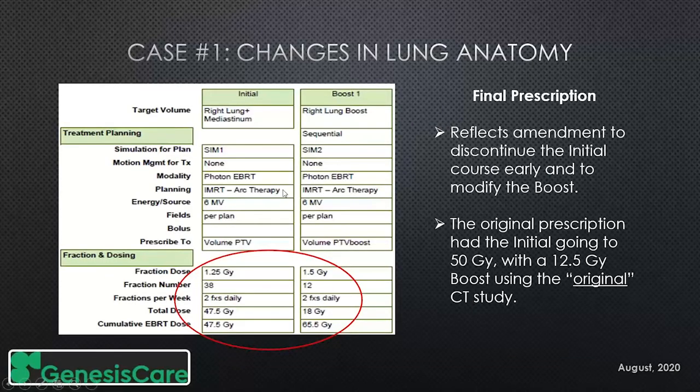This is a simple screen capture of the final prescription. The original prescription was BID to 1.25 gray per fraction for 38 fractions, so a total of 47.5 gray. This prescription amendment reflects the discontinuation of the initial course early and to modify the existing boost. The original prescription had the initial going to 50 gray with a 12.5 gray boost using the original CT study. You can see now it says SIM2. So there's a new CT study that is being used to do the boost planning.